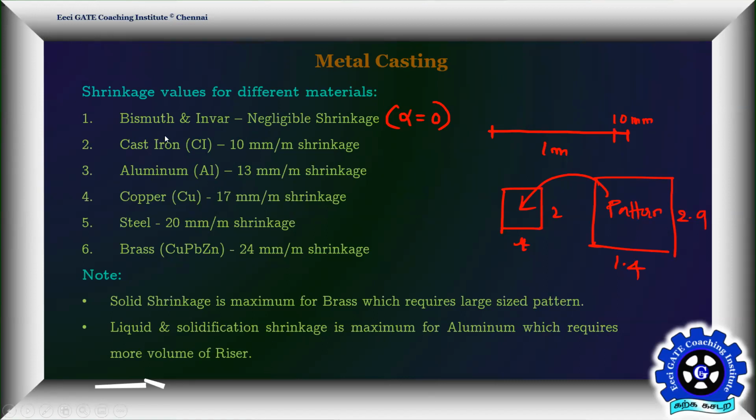So these are all simple solid shrinkages, but liquid and solidification shrinkage is AB and BC, right? Line AB and line BC. So that is maximum for aluminium, so you need more volumes of riser. I'll tell you about that when I'm coming to riser. We'll discuss it. You have to have a huge volume of risers to make sure that aluminium is done properly.